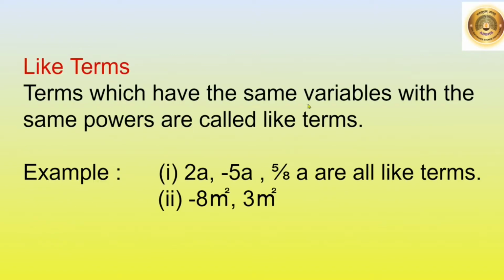Like terms. Terms which have the same variables with the same powers are called like terms. So if the variables are same and if their powers are also same, then they are called like terms. Say for example 2a, minus 5a, 5 upon 8a. These are all like terms. The variable is a in all the cases. Similarly, minus 8m square, 3m square are also like terms. Both are having m square. The variable is also same, their powers are also same. So they are like terms.